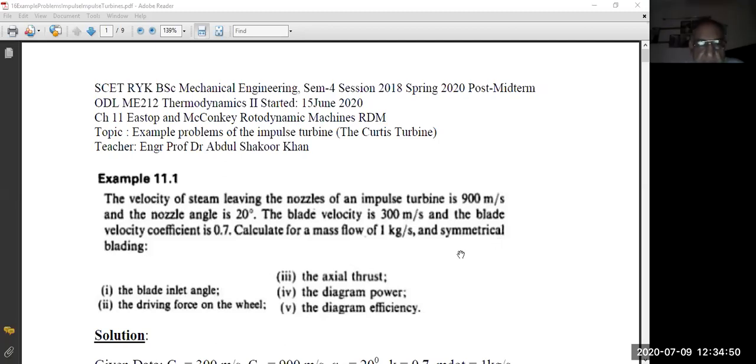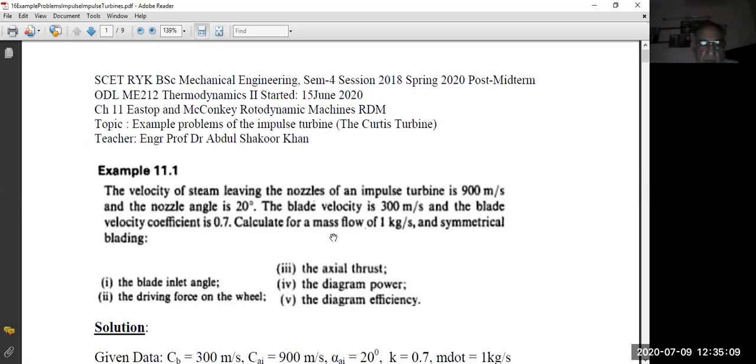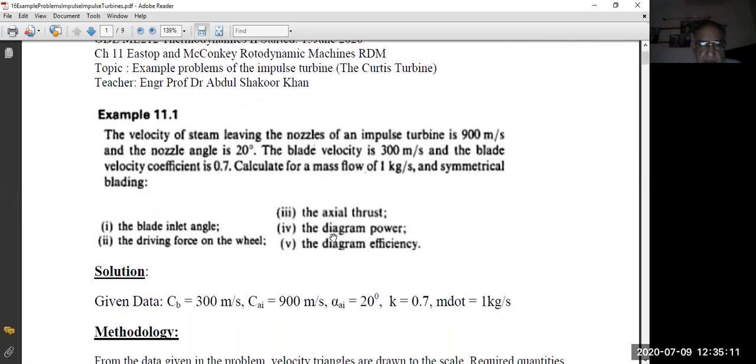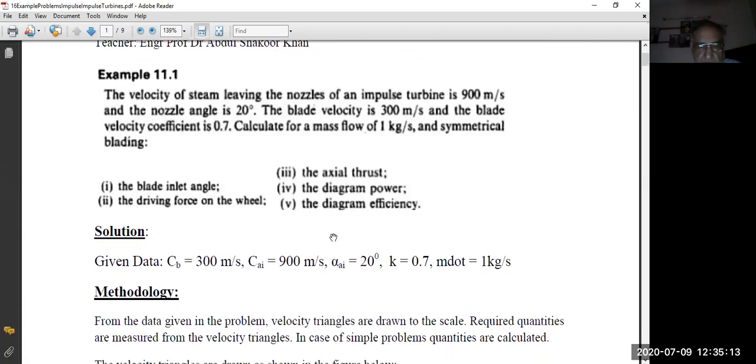Now, in this lecture, we will do three problems related to impulse turbines. That is example 11.1, 11.2, 11.3. 11.1 and 11.2 are about velocity triangles, construct velocity triangles and find out what is required. And example 11.3 is about calculation of blade heights.